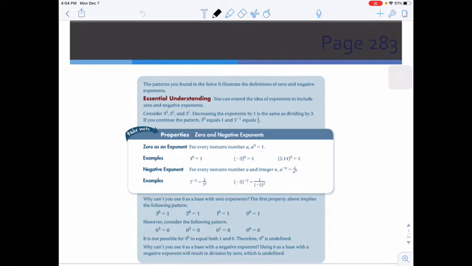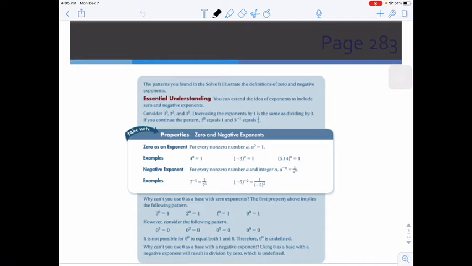Why can't you use 0 as a base with a zero exponent? The first property above implies the following patterns. 3 to the 0 equals 1, 2 to the 0 equals 1, 1 to the 0 equals 1, and 0 to the 0 would equal 1. However, consider the following pattern. 0 cubed is 0, 0 squared is 0, 0 to the first is 0, and 0 to the 0 power is 0. It is not possible for 0 to the 0 power to equal both 1 and 0, therefore 0 to the 0 is undefined.